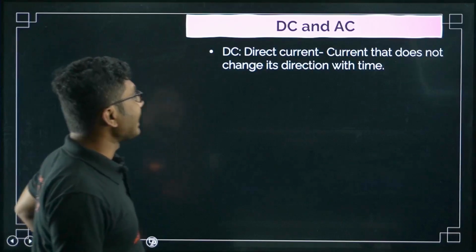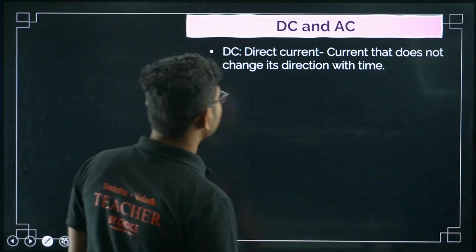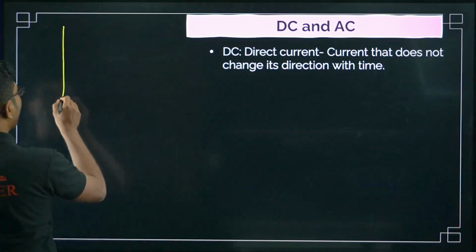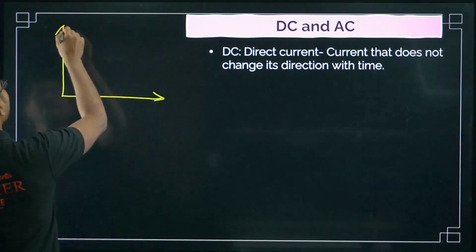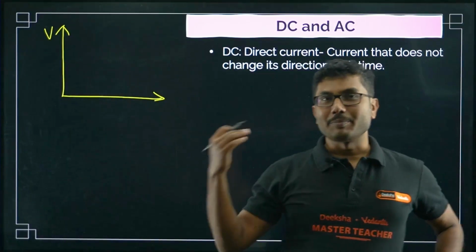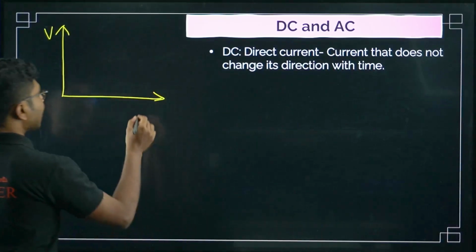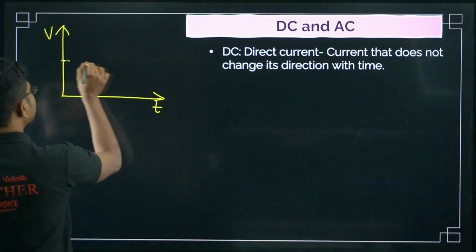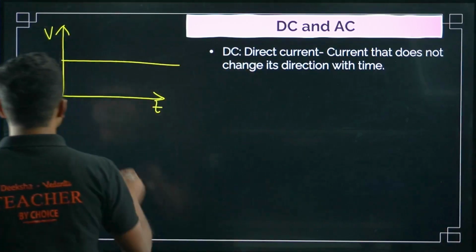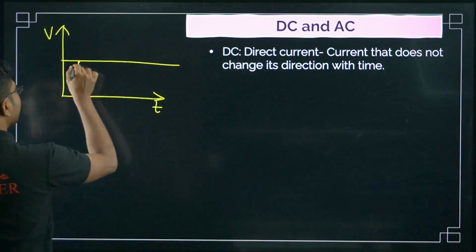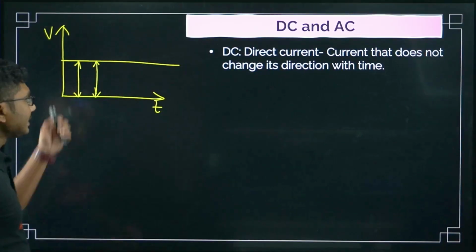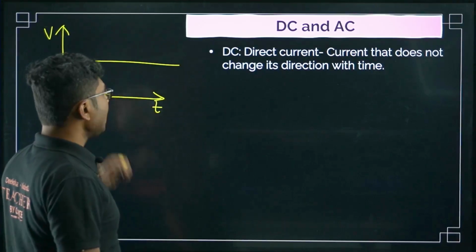DC, or direct current, is current that does not change its direction with time. When we say DC, we generally represent voltage. If you plot voltage against time, it does not change its direction with time. This is the ideal DC: the value is constant, the direction is constant. This is an example of DC current. It is never becoming negative, it is always positive.